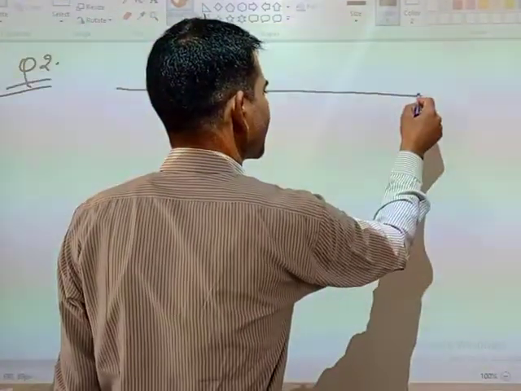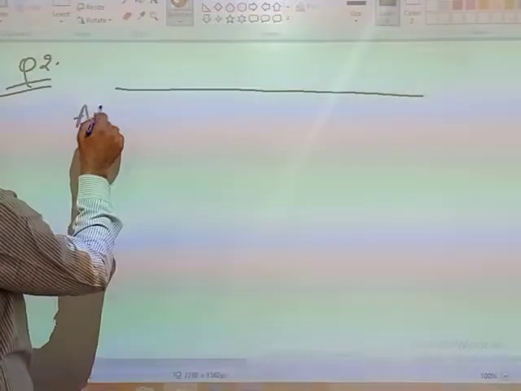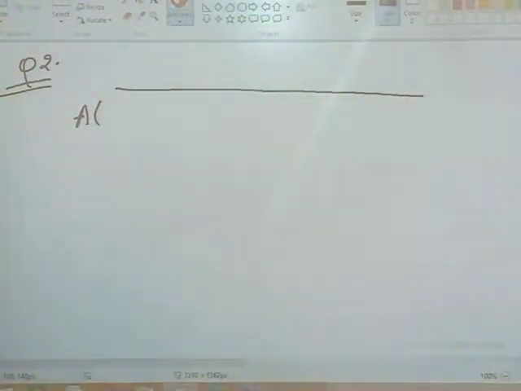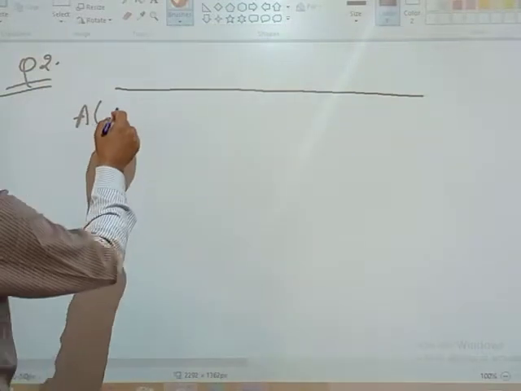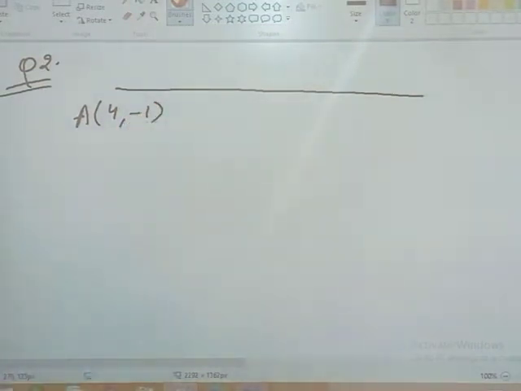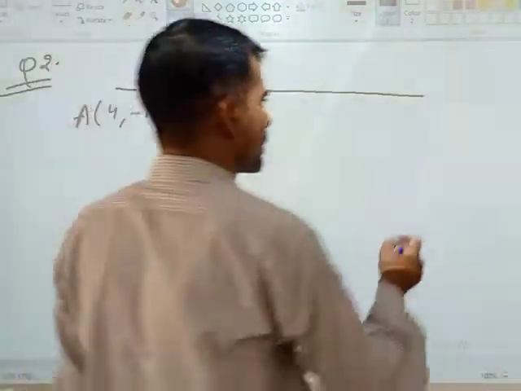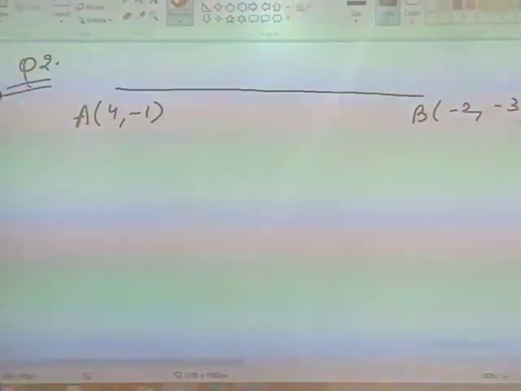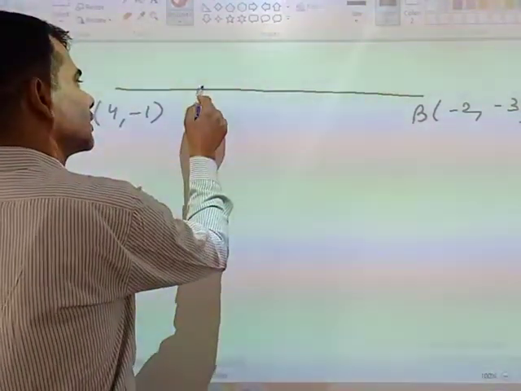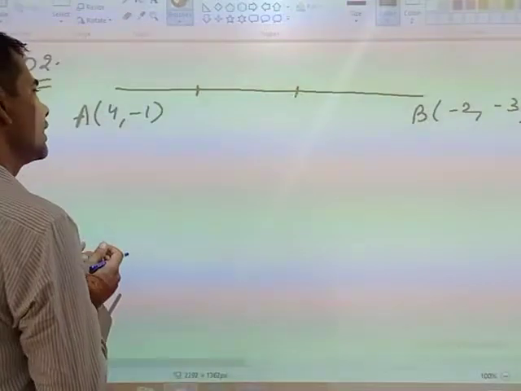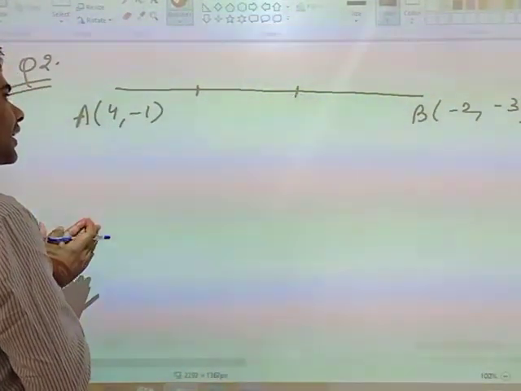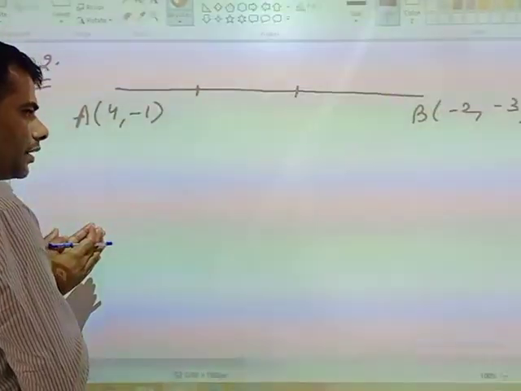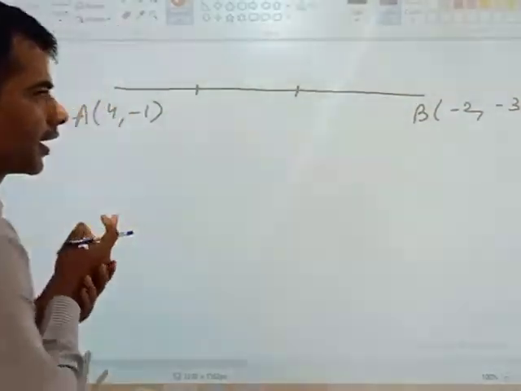Now this is your line segment, that is your A, and the coordinate of A is given as (4, -1), and the coordinate of point B is (-2, -3). Now this point and this point: if we trisect, we will take 2 points. If we bisect, we will take 1 point. If we divide into 4 equal parts, we will take 3 points.